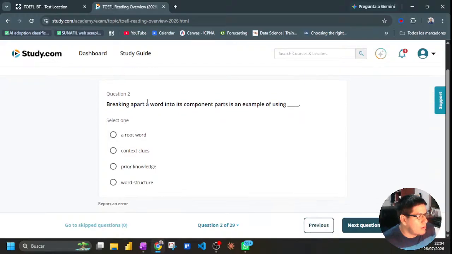Breaking apart a word into its component parts is an example of... part word. Yeah, a word structure.